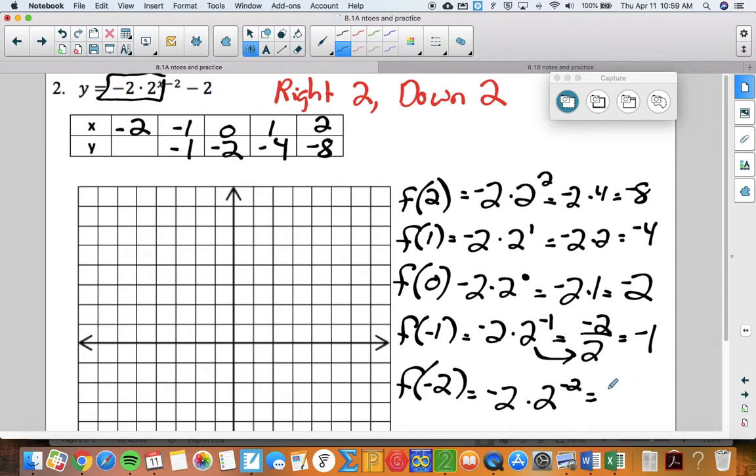Things are growing or shrinking quickly. So here we get the -2 out in front, and then 2 to the -2 is the same as 1 over 2 squared, which is 4. So this simplifies to -1/2 or -0.5. So let's plot it. -2, -1/2, -1, 1. Boom. Boom.